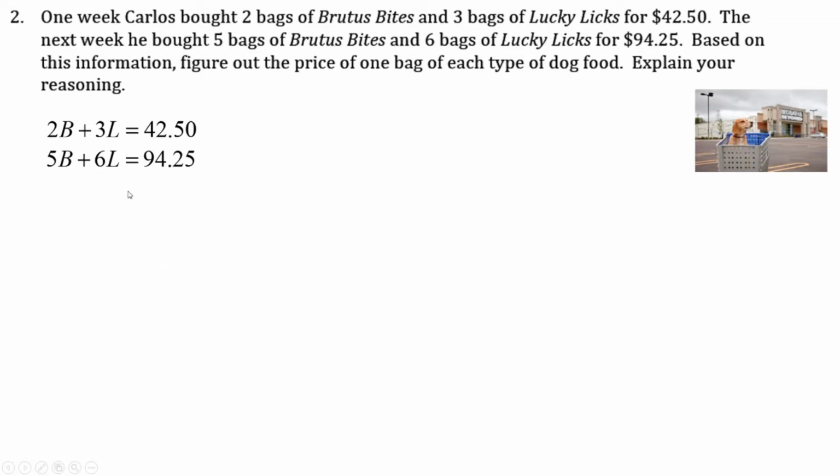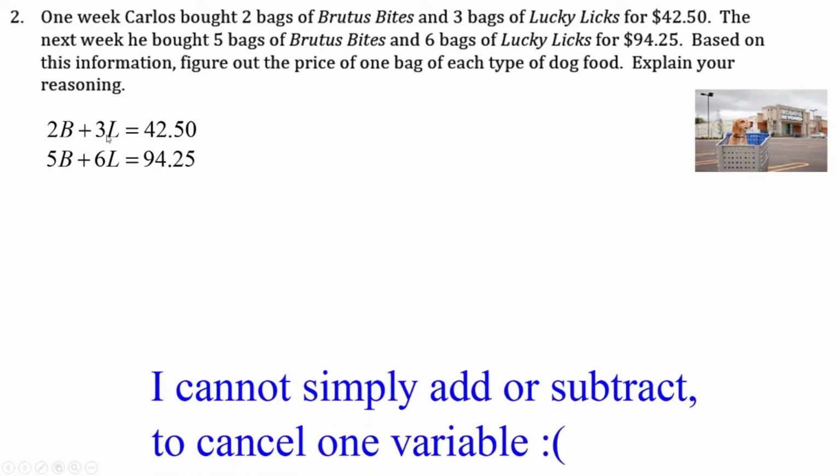All right, now this is a system of equations, but I can't simply add or subtract and cancel one of the variables here. So I wonder if we could manipulate one of the equations, so we could. Let's see. Well, doesn't 3 go into 6 2 times? So could we take the top equation and multiply everything by -2? All right. Now watch. Let's rewrite and see what happens.